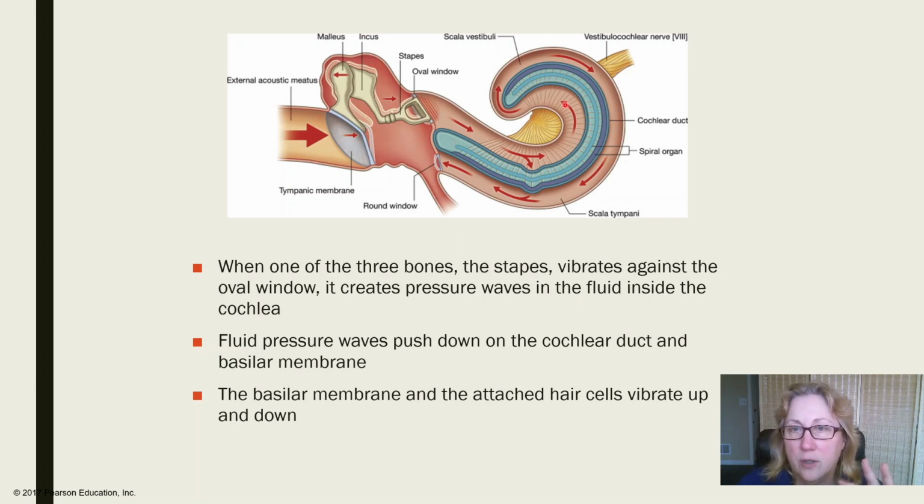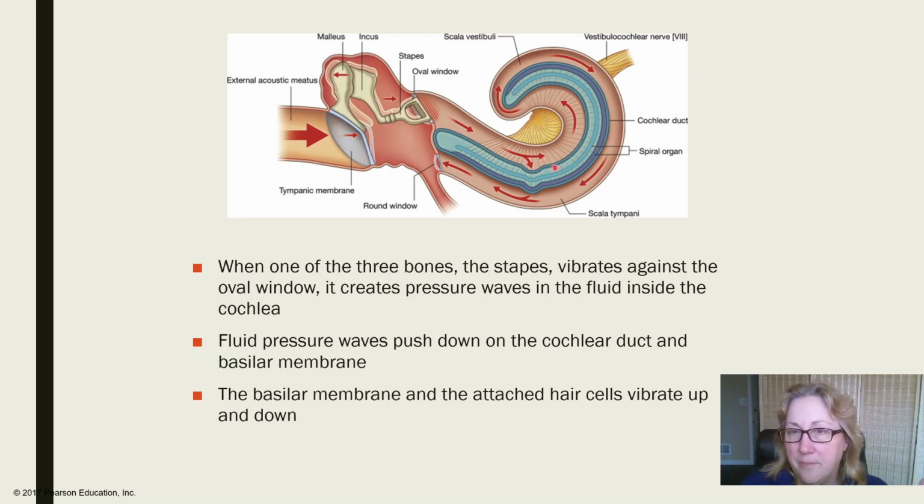So here is the cochlea kind of unrolled a little bit so that we can see it better. So here's the stapes in the oval window. The stapes vibrates the oval window, and that's going to create a fluid pressure wave here. This pressure wave is going to deflect some portion of the basilar membrane depending on the frequency or the pitch of that particular sound.